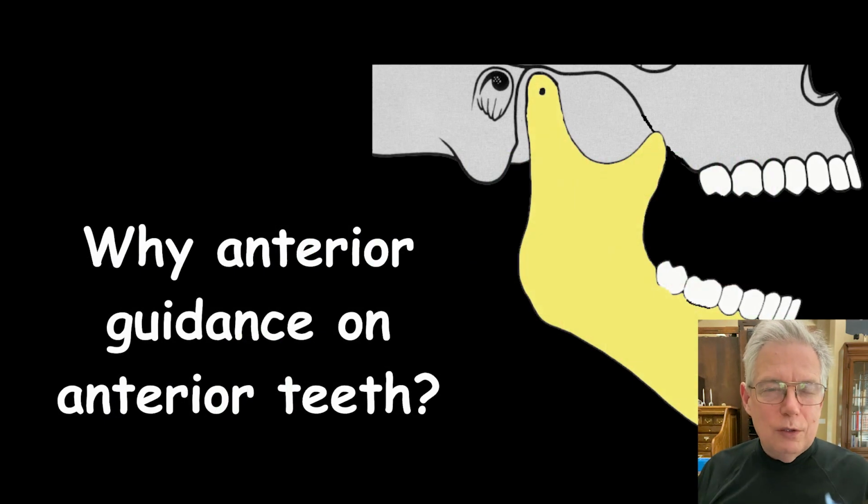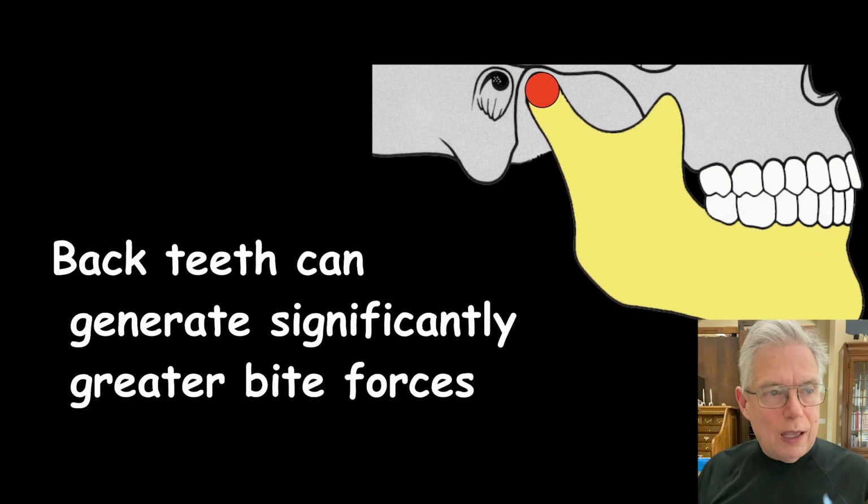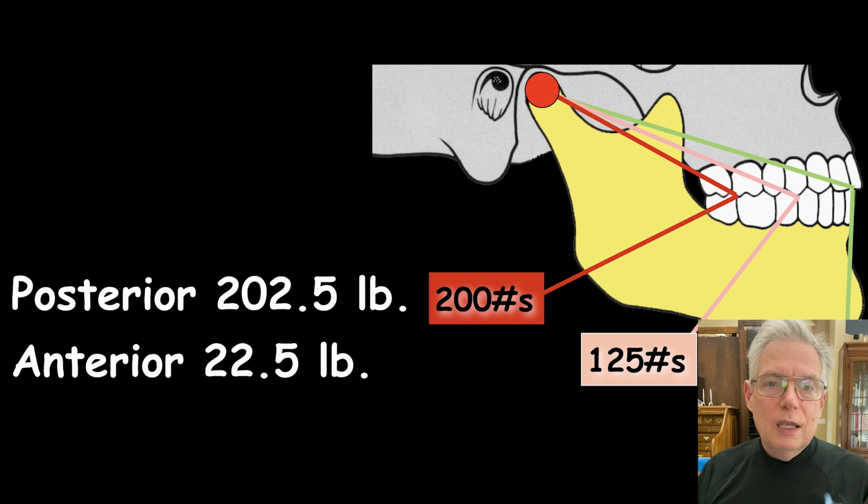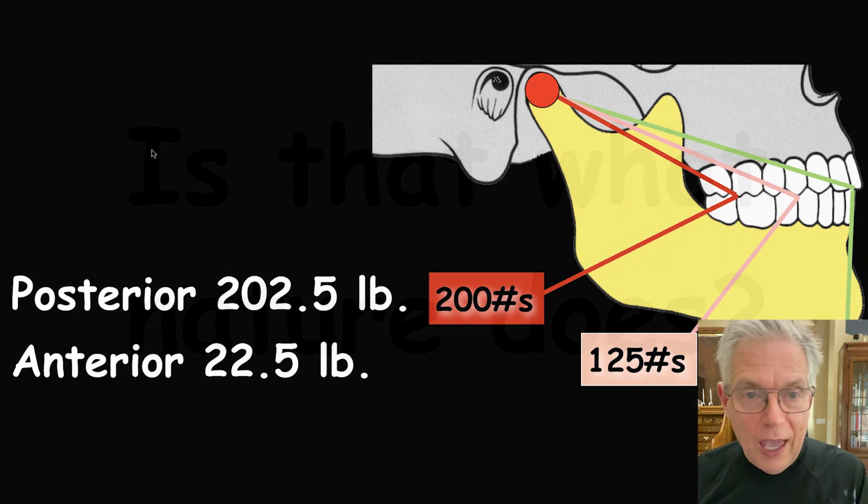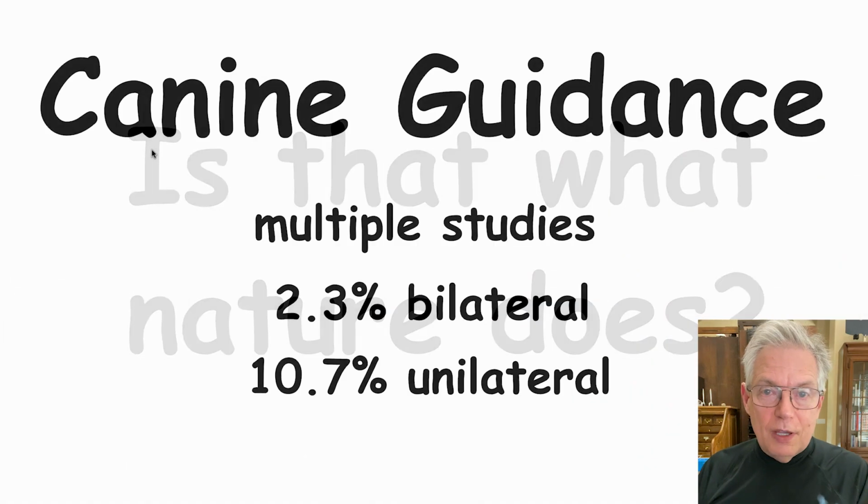Okay? Why would you want to do that on anterior teeth? Well, it turns out back teeth can generate significantly larger bite forces. And so if we're going to keep contact, we'd like to have contact be in places where we can reduce that if we're restoring someone, if I'm going in and building something up, or if they're already destroying what they have. Is that what nature does?